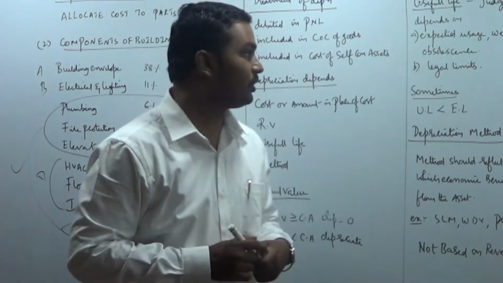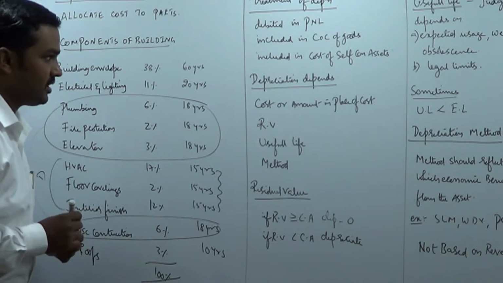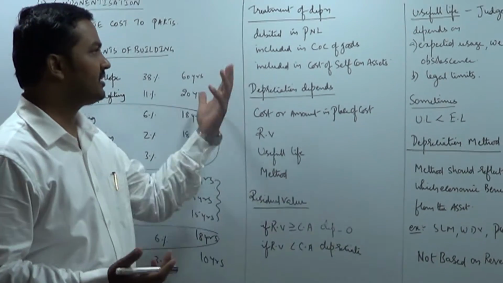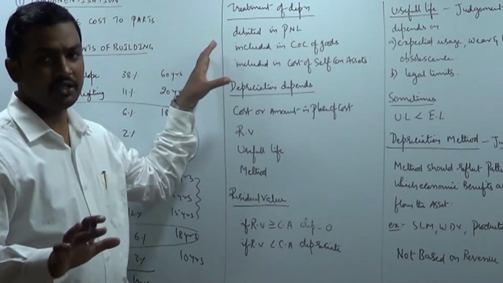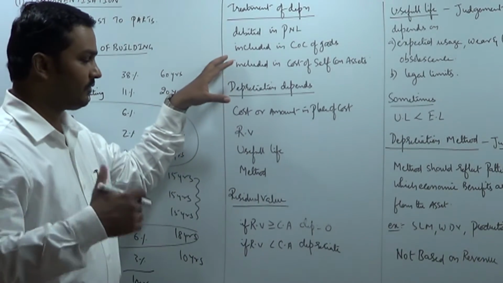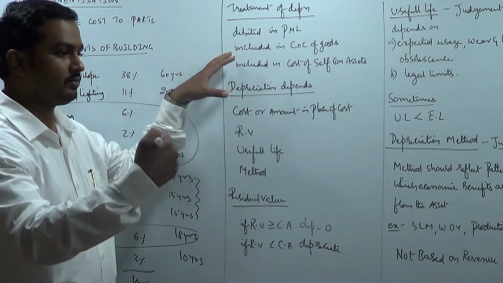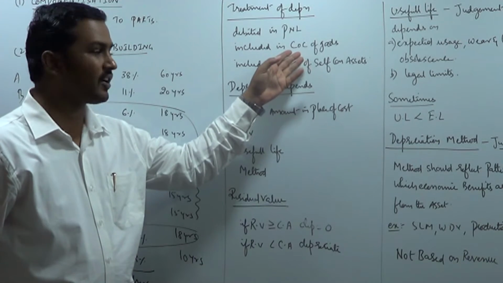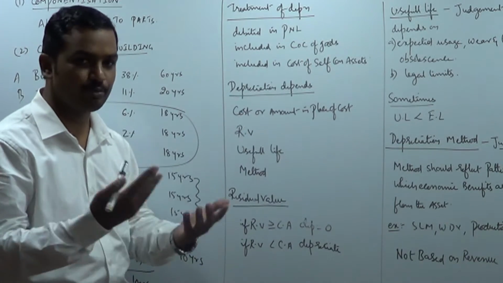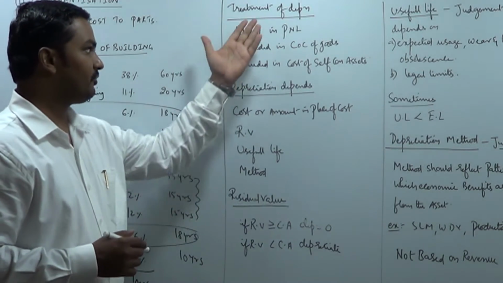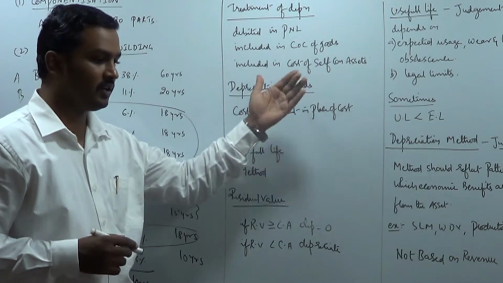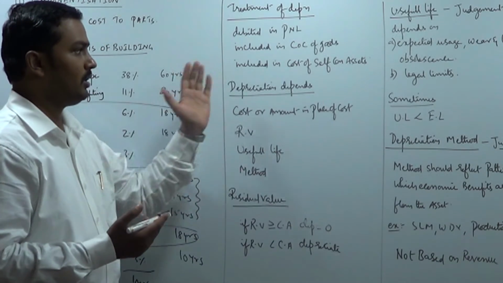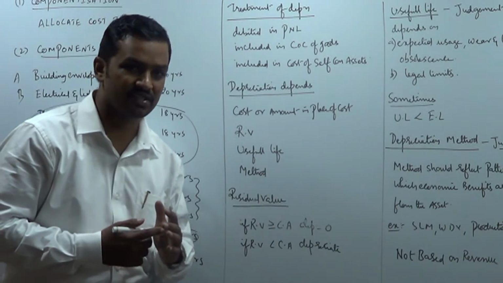Now, how to deal with treatment of depreciation. So I have calculated some depreciation. How to deal with this is a very simple concept. They should be debited to profit and loss account. If the machinery has been used for production of goods, then they can be included in cost of conversion of the goods as part of production overheads. Then if the machinery has been used in construction of an asset, then in such cases the depreciation can be included in cost of the self-constructed assets.